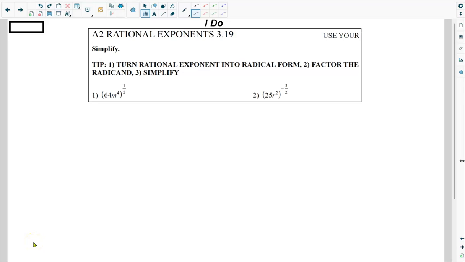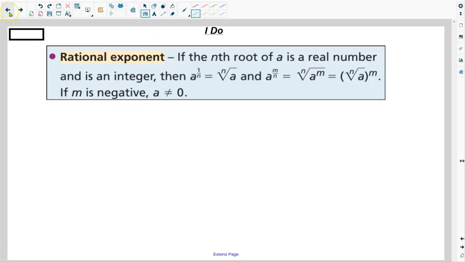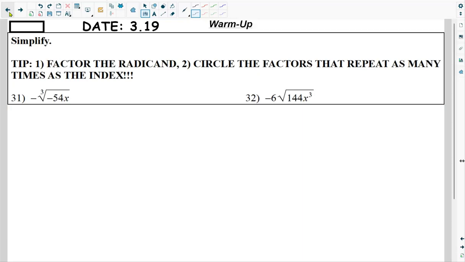Alright, Harmony Science Academy, we're looking at rational exponents. Okay, we're going to build on what we've already studied, so it's going to be worth our time to look at the warm-up for today and make some connections.